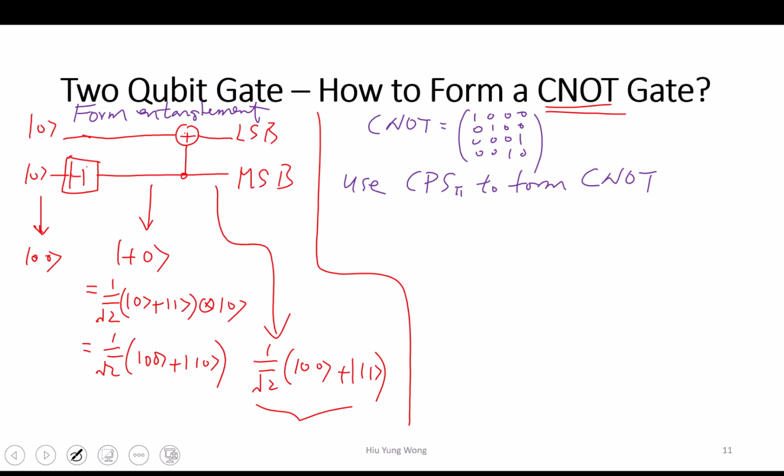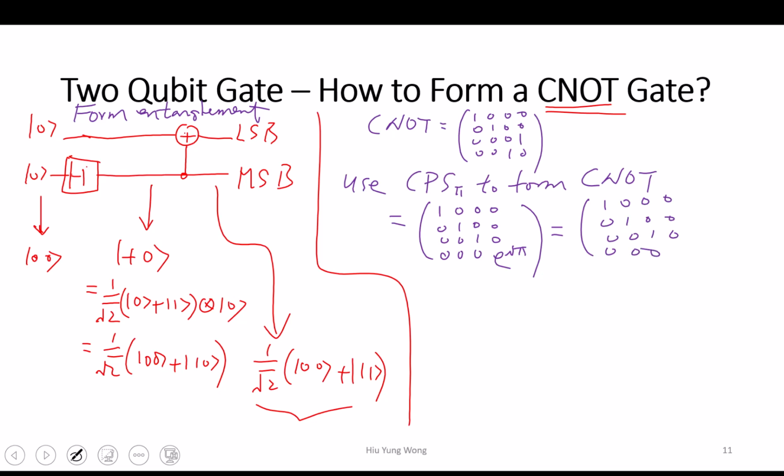If I give you a control phase shift with pi, what is a control phase shift gate? Do you remember? 1, 0, 0, 0, 0, 1, 0, 0, 0, 0, 1, 0. Because it's control phase shift, only when the controlling qubit is 1 do you do the phase shift, right? And the phase shift is 1, e to the power i phi. So this is 0, 0, 0, e to the power i pi. And this one gives us what? 1, 0, 0, 0, 0, 1, 0, 0, 0, 0, 1, 0, 0, 0, 0, and what is that? Minus 1, right? Because e to the power i pi equals cosine pi plus i sine pi, which is negative 1. So this is minus 1.